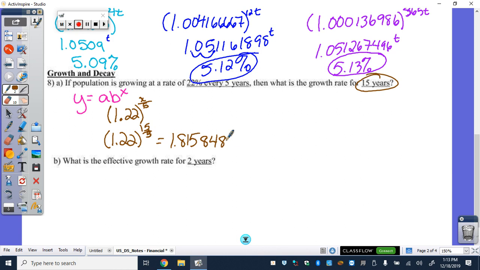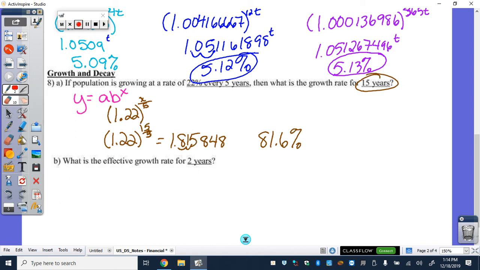So let's go to the nearest tenth. What is our percentage? You would move that over. The 8 makes the 5 go up to a 6, so 81.6%. So what that's saying is from the start of the population, whenever they start looking at it, 15 years later, it's going to be 81.6% larger than it was at the beginning. They're not adding 81.6% each year. That's how much they've added over the course of the 15 years.